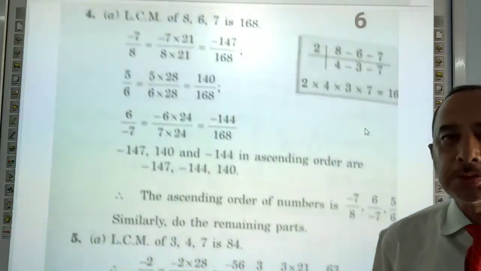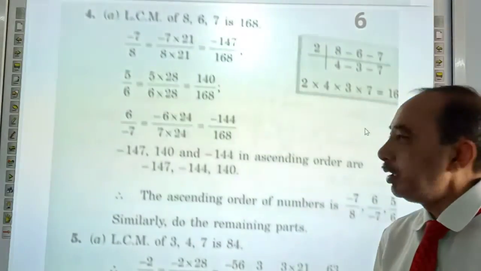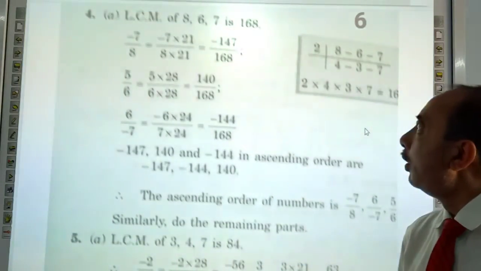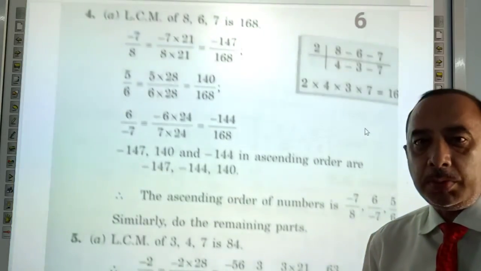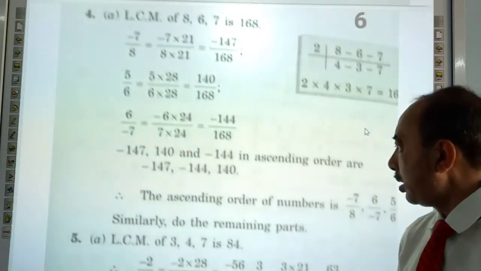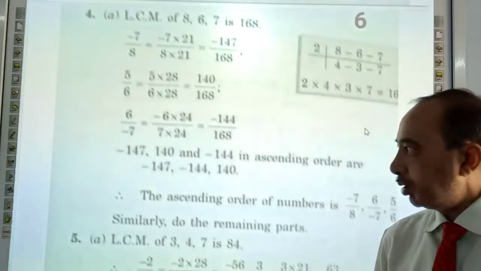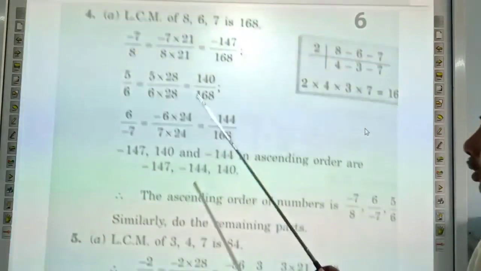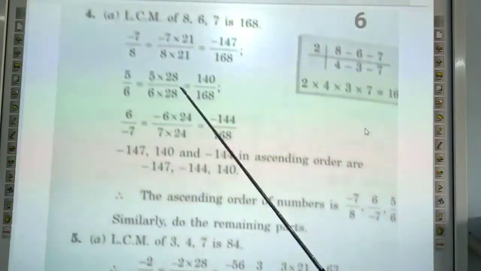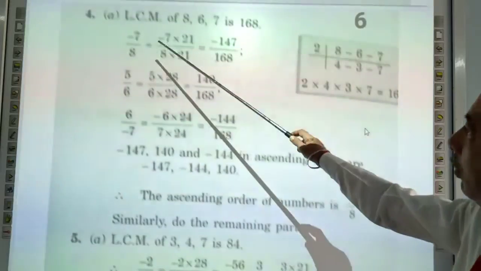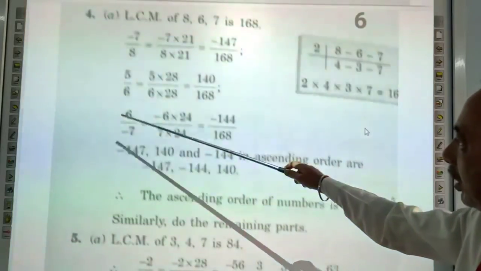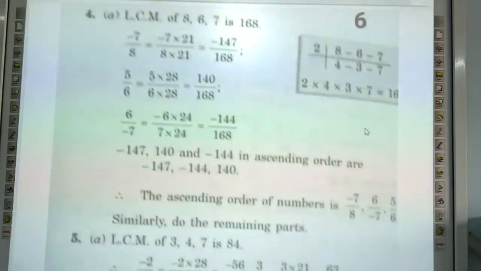Good morning, dear students. In this part of the video, we are going to study the ascending order and descending order of rational numbers. Solution of question 4 is given. Here three rational numbers, minus 7 upon 8, 5 upon 6, and 6 upon minus 7, are given, and we have to arrange them in ascending order.